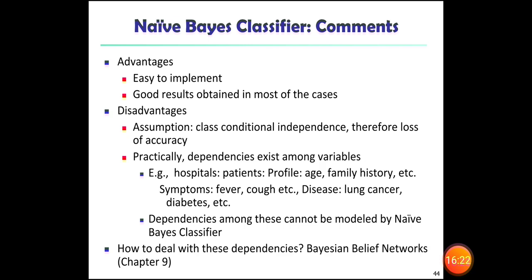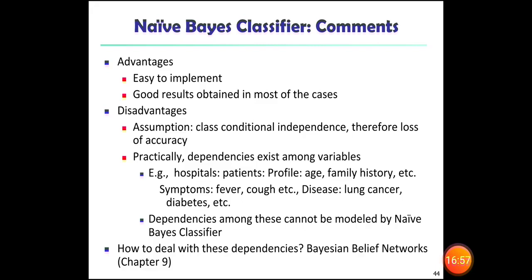Next, disadvantages. Assumptions: class conditional independence, and therefore loss of accuracy. Sometimes we need to make some assumptions, and because of this assumption there will be loss of accuracy. And the next one is that practically, dependencies exist among variables. When you have a data set, like a hospital data set, there we have patient details and profile details, and every data item is a dependent value.